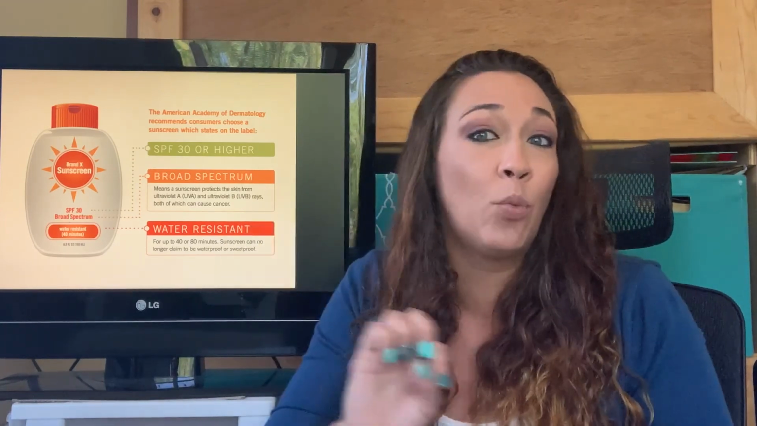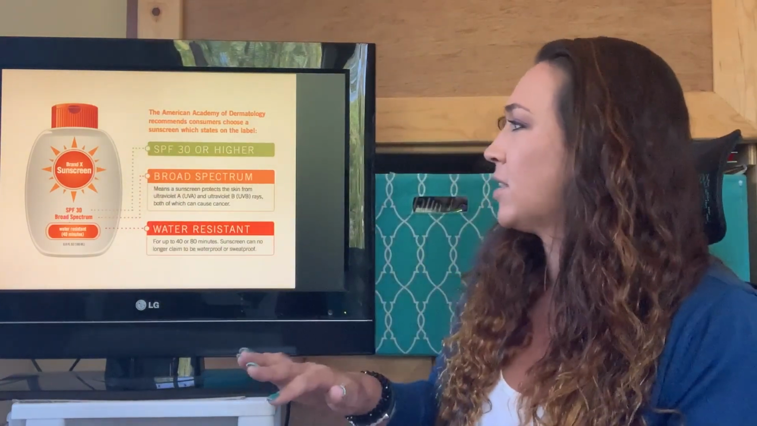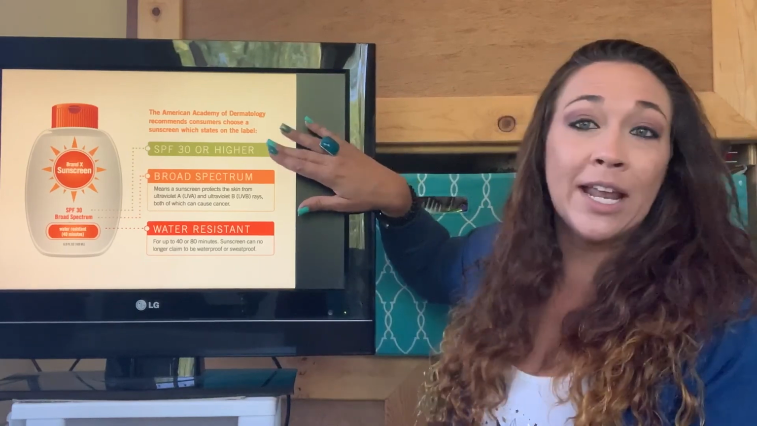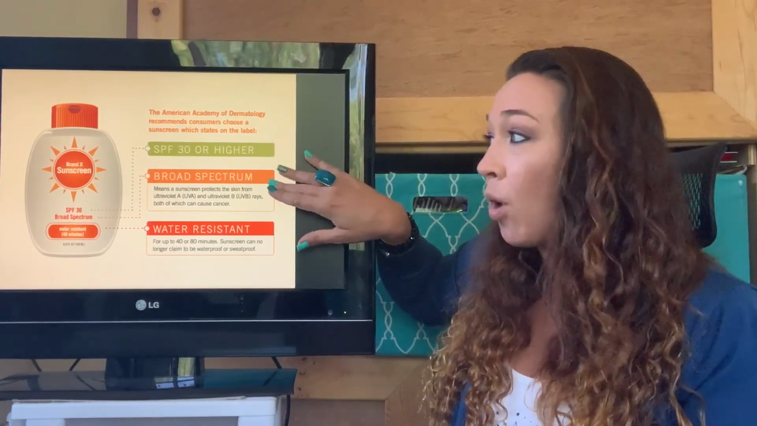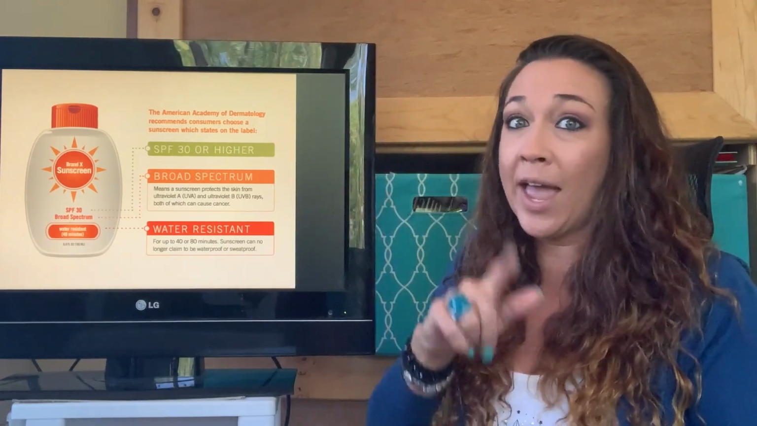Because the amount of protection that you're getting is less than 1% more for every one you go up after 50. And we're going to see that in just a second. So you want to get at least 30. You want it to be that broad or broad spectrum or full spectrum to cover those UVA and UVB.